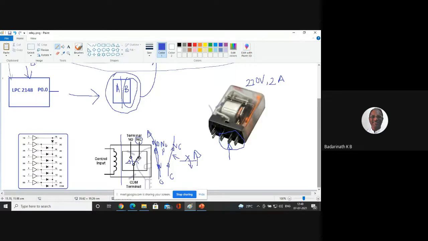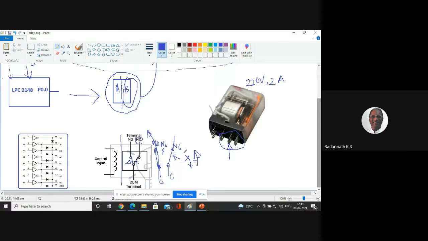So the spring is housed on that. You can see the small spring here. Because of the spring, it will just come back and rest on the NC points only. So this is how the separation of a small power device from a high power device can be achieved using a relay. Now, having understood this, we'll start interfacing the relay to the microcontroller.